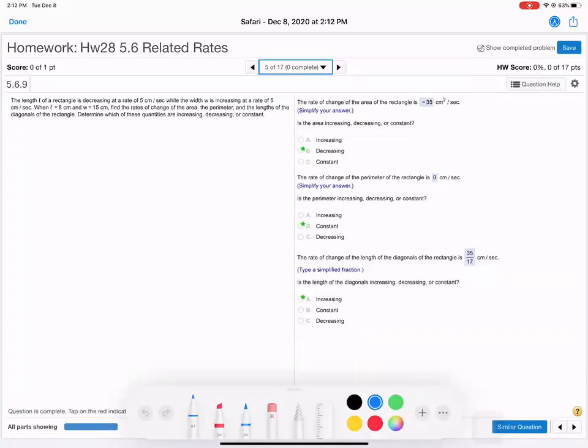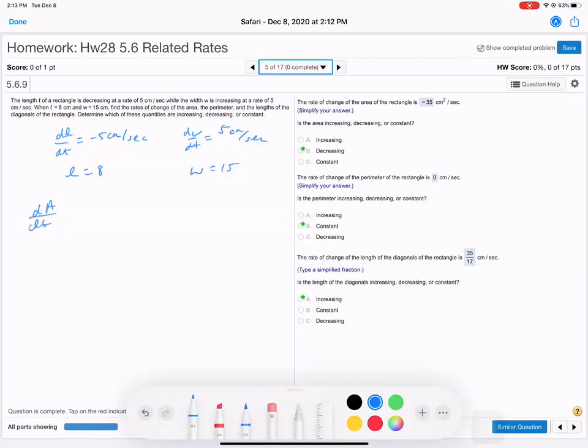Okay, on the left, it says the length L of a rectangle is decreasing at a rate of 5 centimeters per second. So dL over dt is negative 5 centimeters per second, while the width is increasing, so dW over dt is 5 centimeters per second, where L is 8 and W is 15 centimeters. Find the rate of change of area. So they're looking for dA over dt.